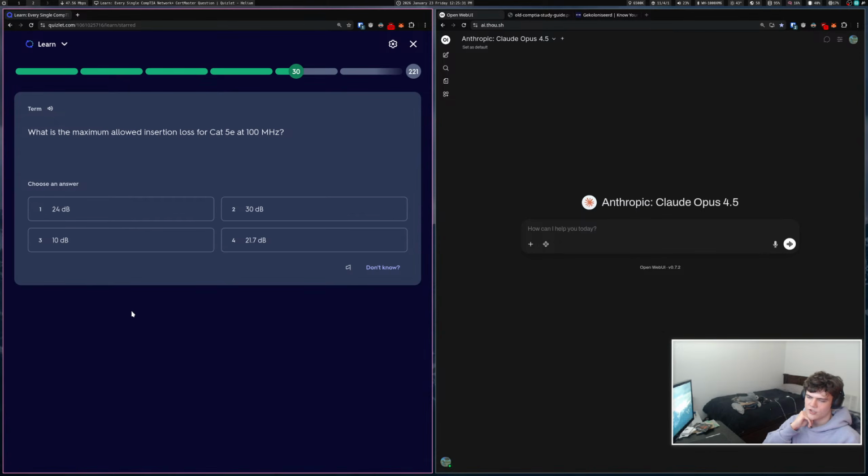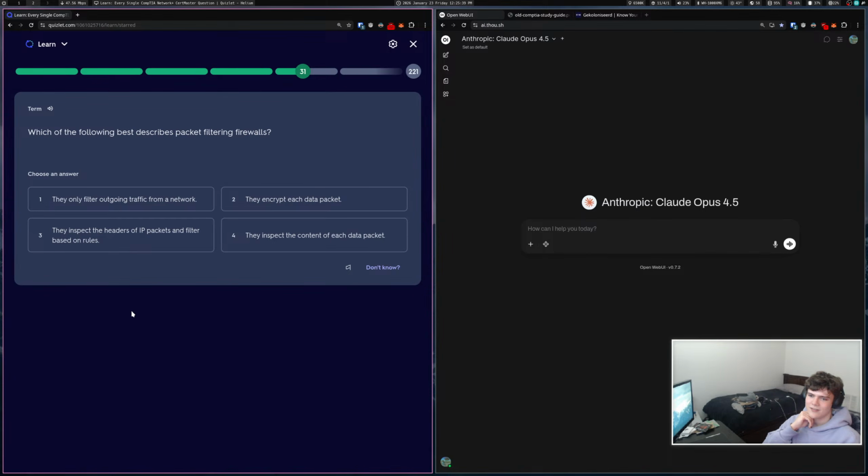Maximum allowed insertion loss for Cat5e at 100 megahertz. I don't know. Maximum allowed. Yeah, okay. Which of the following best describes packet filtering firewalls?